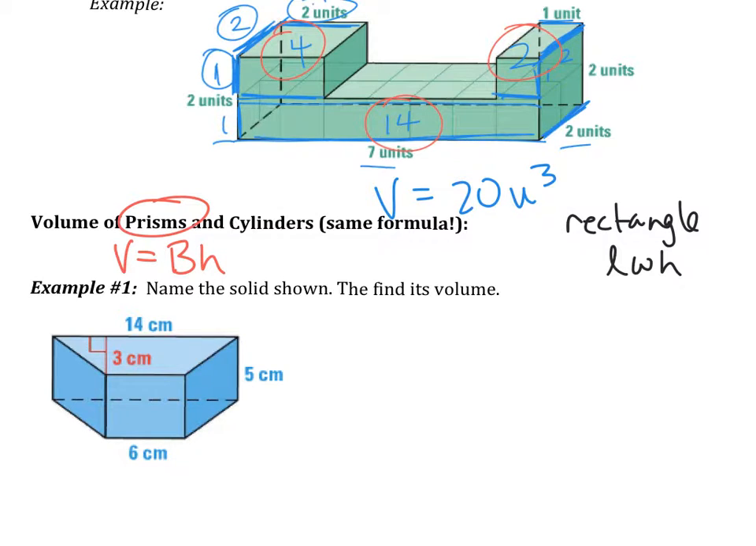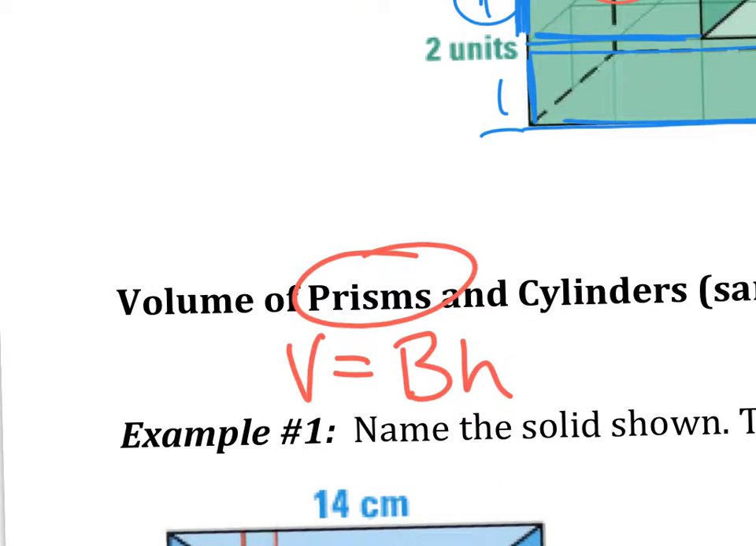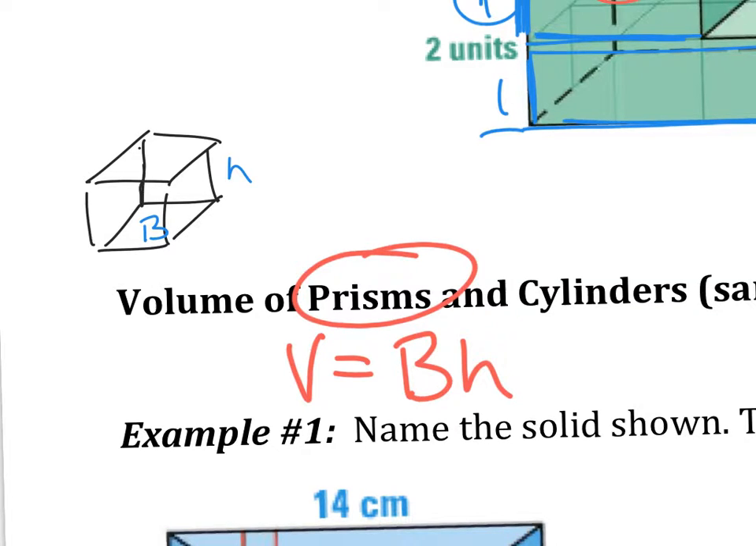All right, so in terms of your formula sheet, if you want a picture to go with it, we can draw a prism, and we can just draw a rectangular one if you want. Remember that capital B stands for the area of the base, and then H is the height. Definitions: B is the area of the base. H is the height.